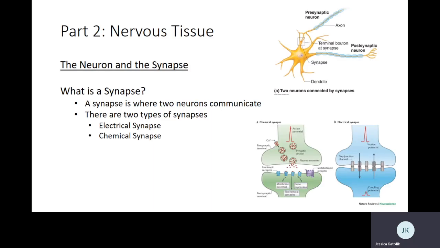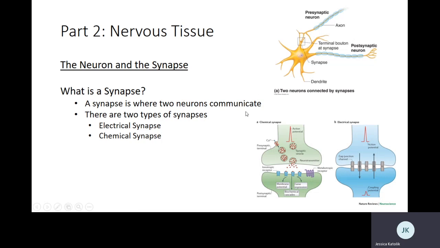So, what is a synapse? A synapse is essentially where two neurons come together to communicate. So in this top diagram, what we can see is two neurons. Here is the axon of the first neuron communicating with the second neuron, specifically on its dendrites. These two cells will come very close together and will communicate with each other here. So we would call this kind of area a synapse.